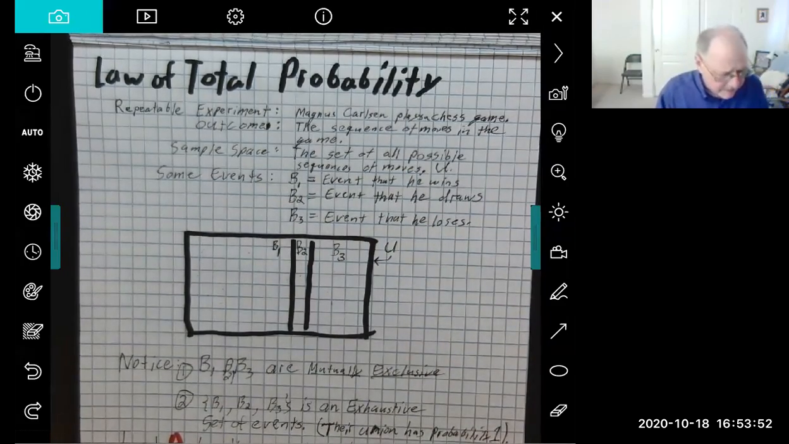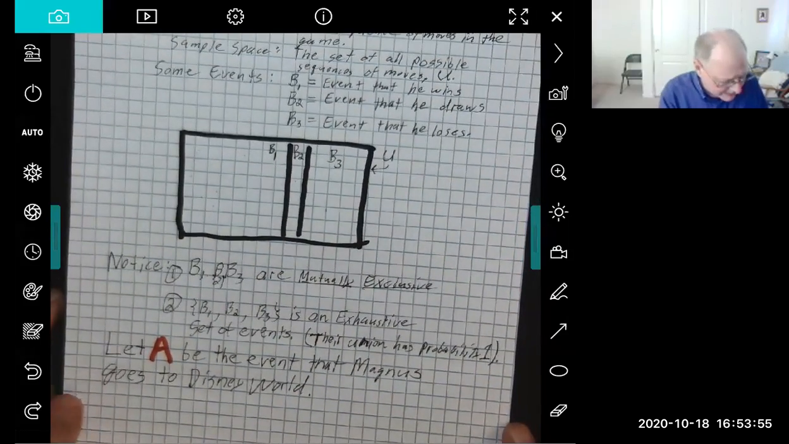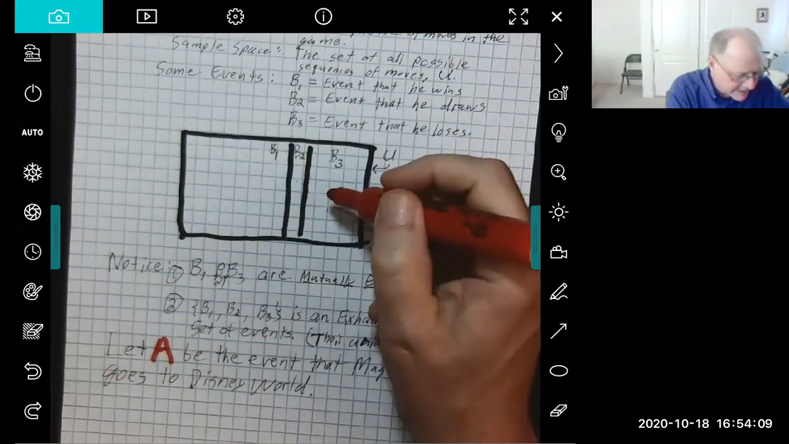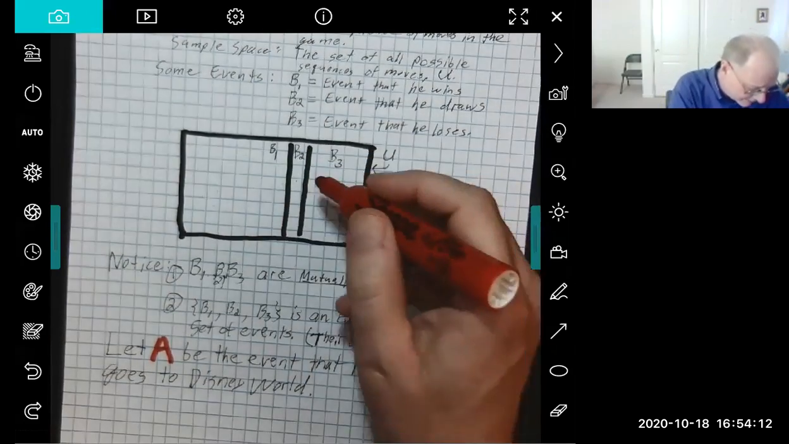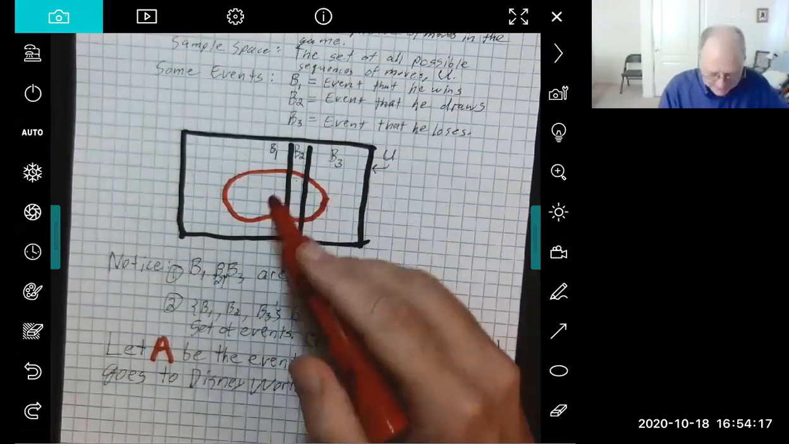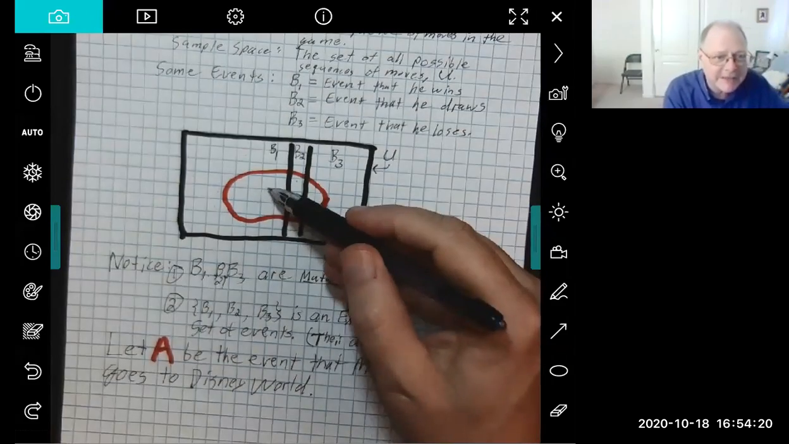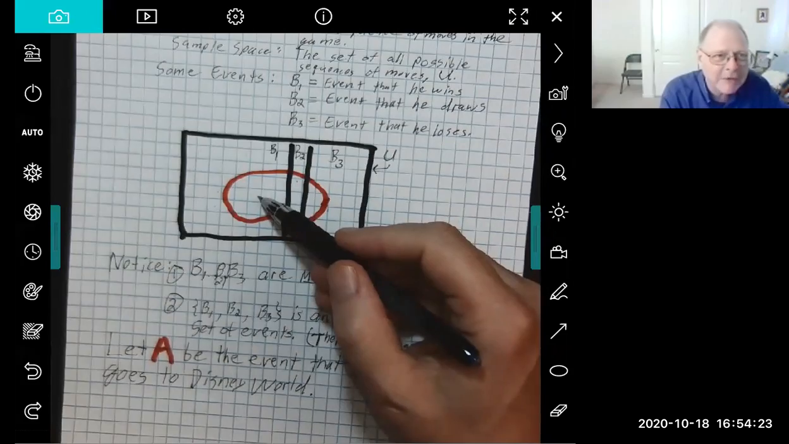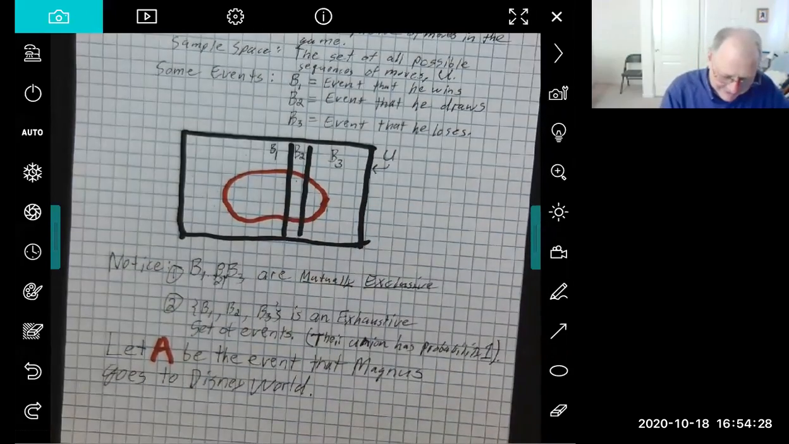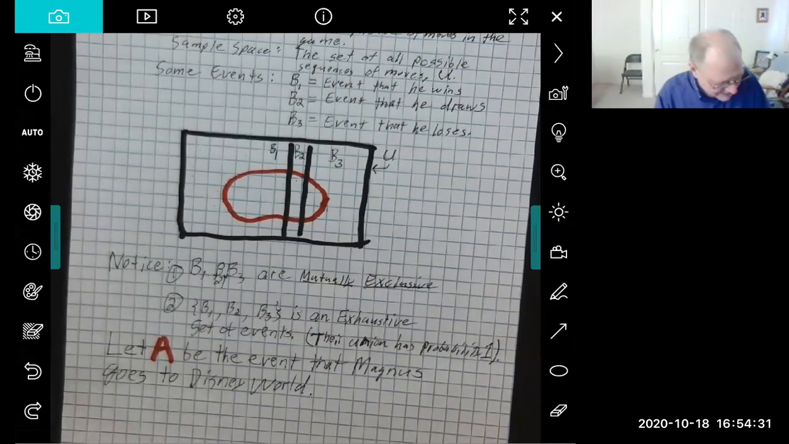Now, I'm going to let A be the event that Magnus goes to Disneyland. Or Disney World, I guess he wants to go to Florida. So that's the probability that he goes to Disney World. Some of these outcomes lead to Disney World and others don't. Maybe a lot of the area or the probability is over here, going to Disney World when he wins. But hey, if he draws or loses, he might go anyway, to try to console himself. So here's the event A.